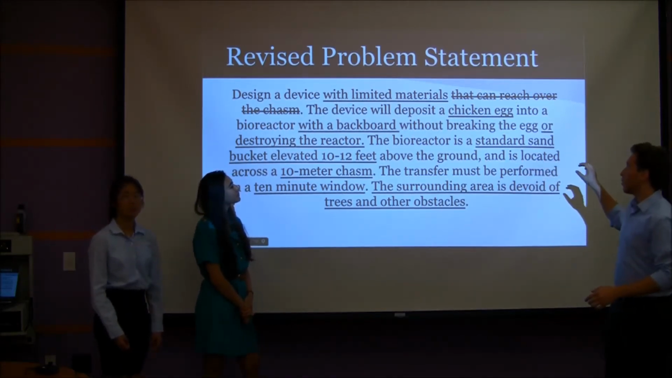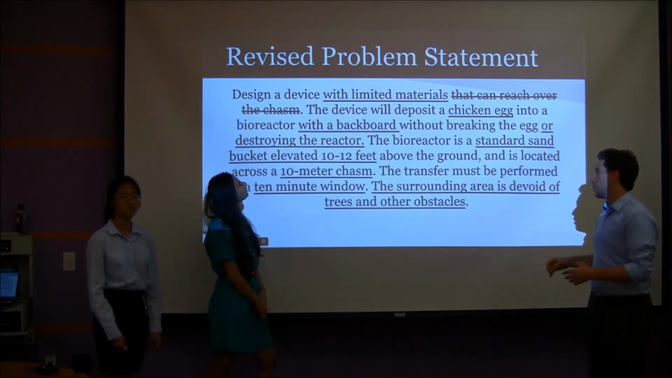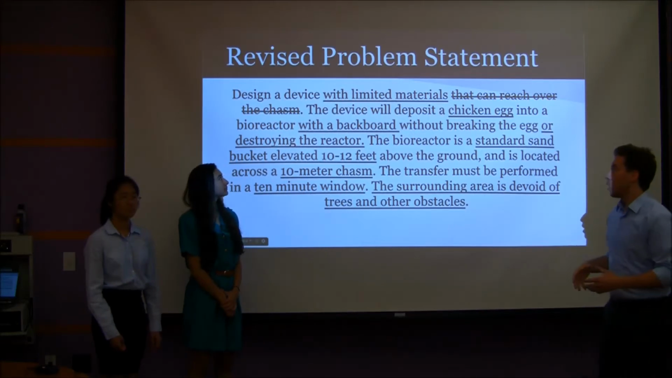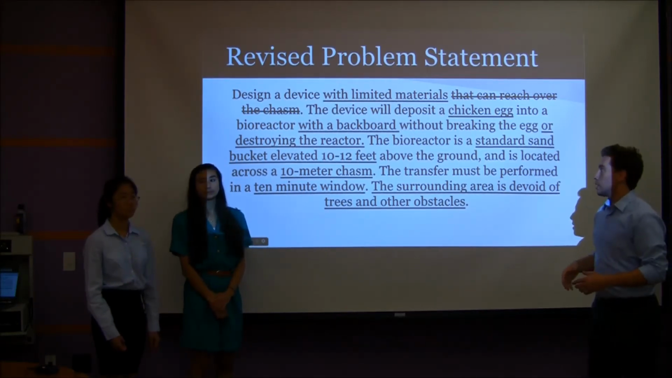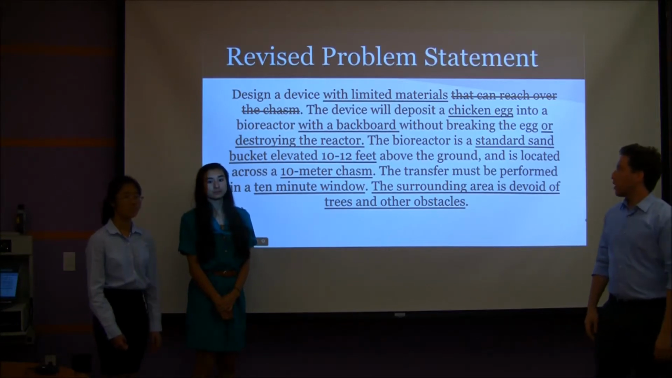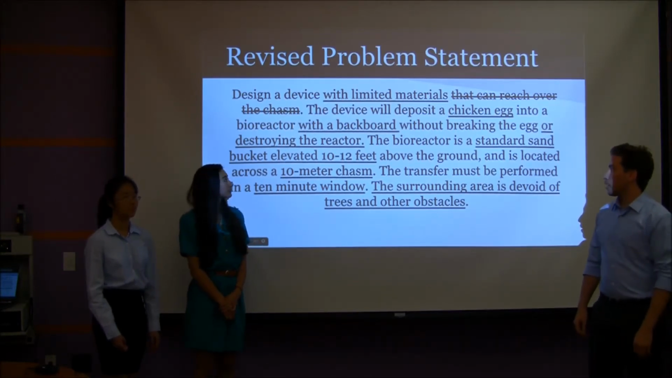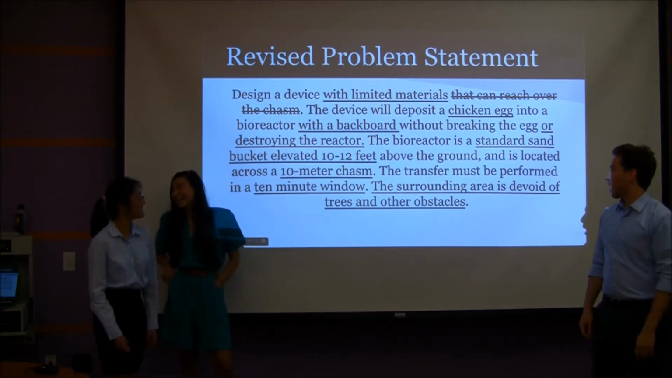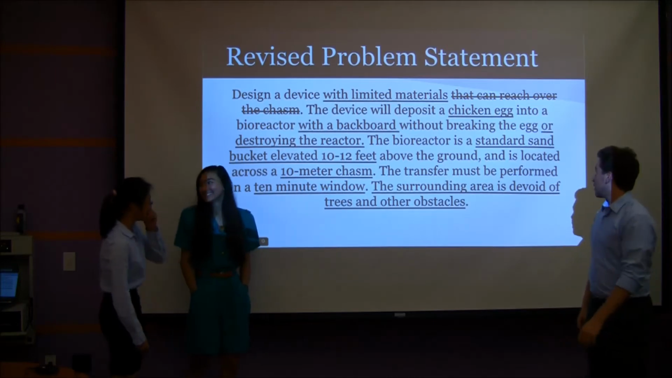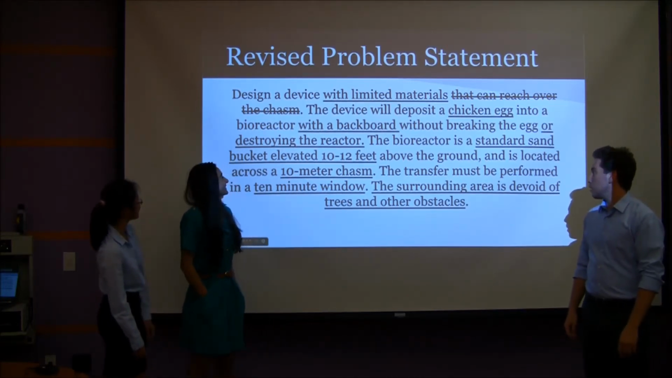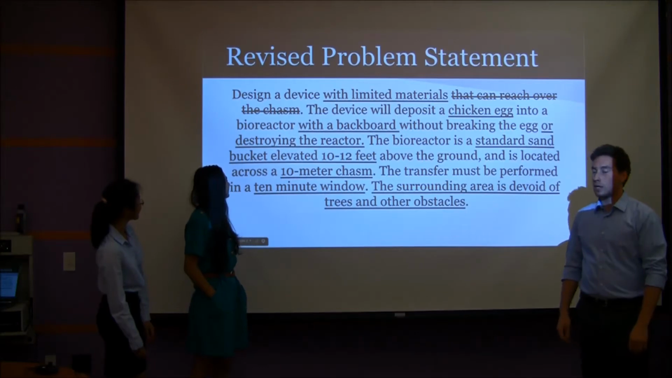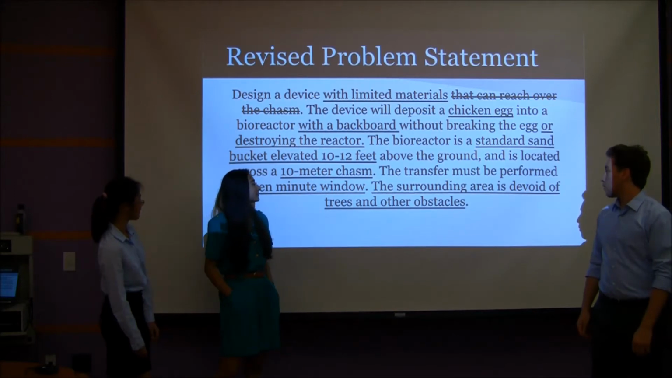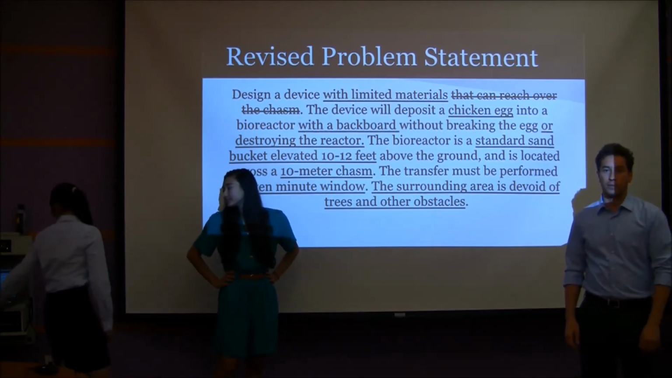So our revised problem statement is here. We have strike-throughs over material that we've removed, and all of the material that is underlined is material that we've added to the problem statement for clarification. Our revised problem statement reads, design a device with limited materials. The device will deposit a chicken egg into a bioreactor without a backboard, without breaking the egg or destroying the reactor. The bioreactor is a standard sand bucket elevated 10 to 12 feet above the ground and is located across a 10-meter chasm. The transfer must be performed in a 10-minute window. The surrounding area is devoid of trees and other obstacles.